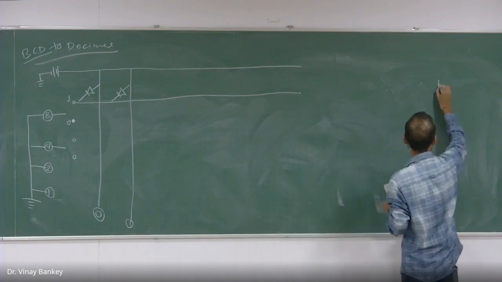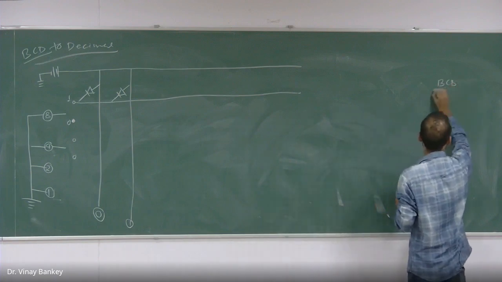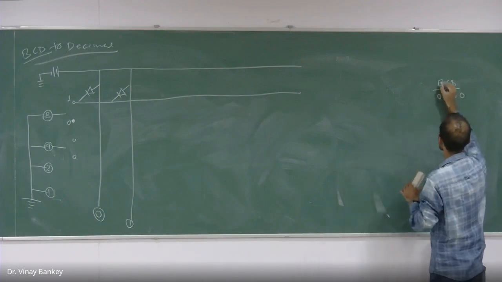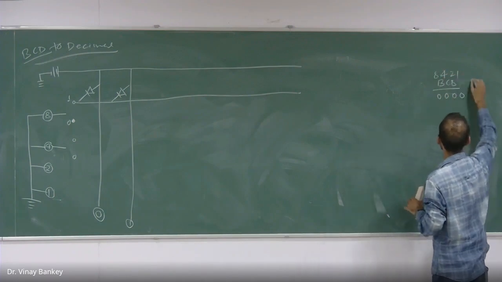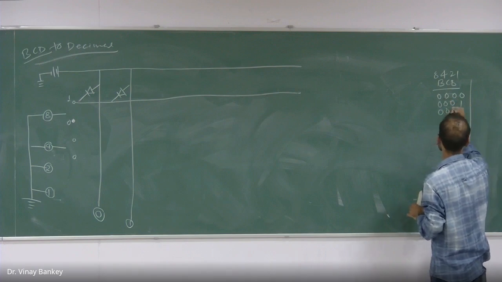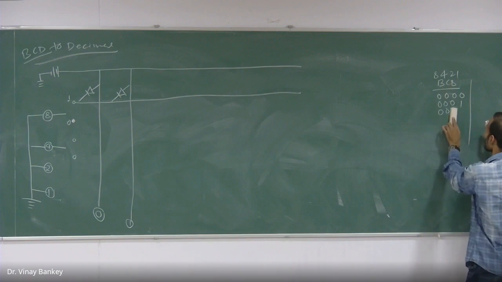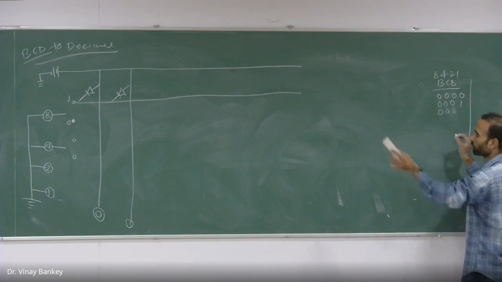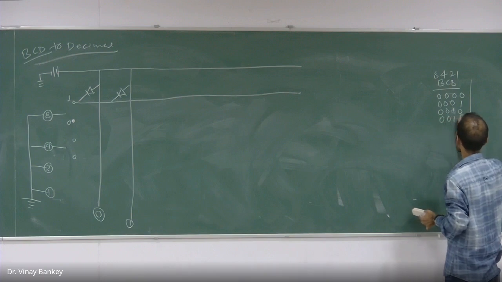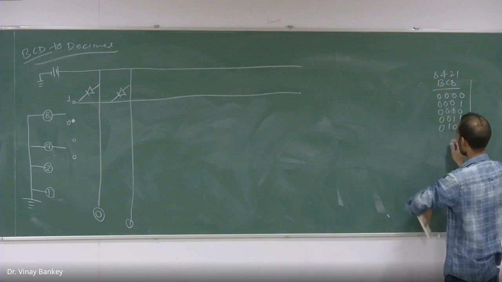Okay, how to convert BCD to decimal? So you should have 4 bits, and each will have the weightage 8, 4, 2, 1, and now 0 0 0 0, so 0 0 0 1 0 0 0. Actually, I am showing the process, otherwise you won't remember how to draw it. Okay, so this is 0 0 0 1 1 0 1 0 0.